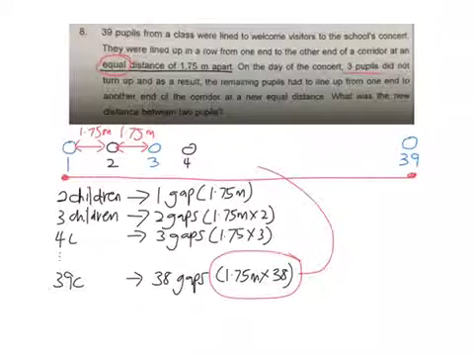And as a result, the remaining pupils had to line up from one end to another end of the corridor at a new equal distance. So the red distance is the same, but now I've got fewer children standing in between. So what was the new distance? Now, if you don't know how to do the second bit, I will need you to at least find out what is the distance from the first to the 39th pupil, because that's the distance they need to cover.